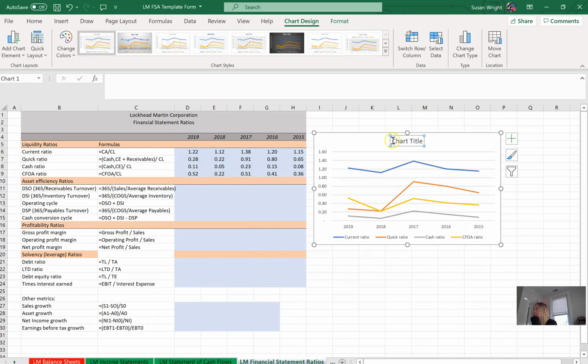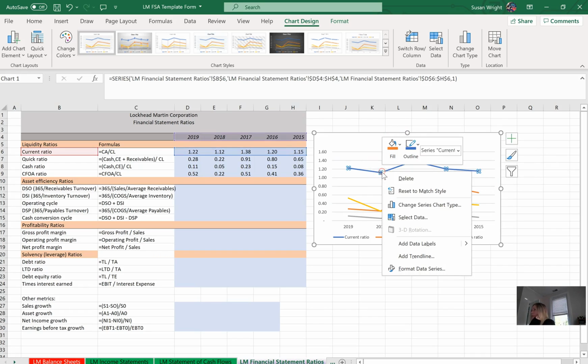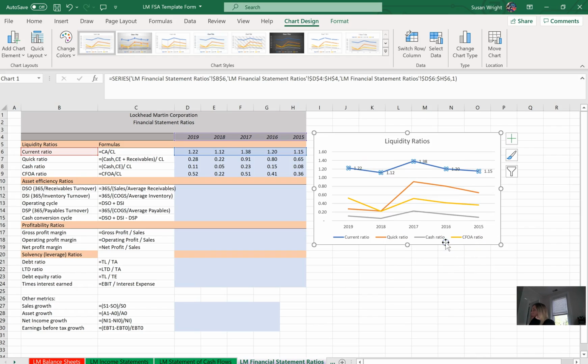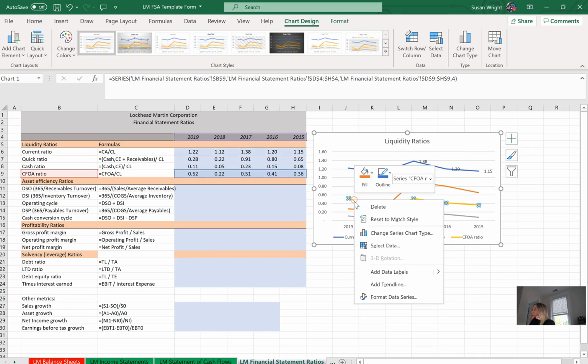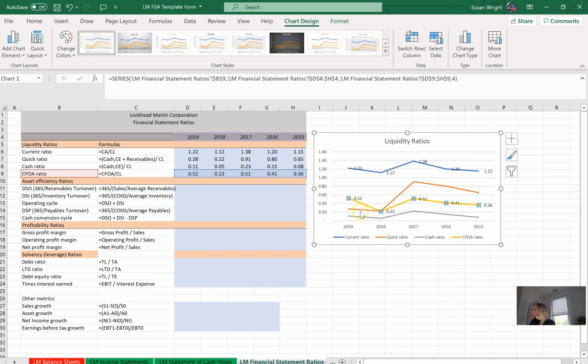We can give this chart a title, and I would call this liquidity ratios. And then I hit enter on that. If I want to add some labels, which I think is always useful, I can right click on that, add data labels. There. So that's adding the amounts, and then you can do that for this one too. Add data labels, add data labels, add data labels. Alright, that's a good looking chart. That's going to be the first one.